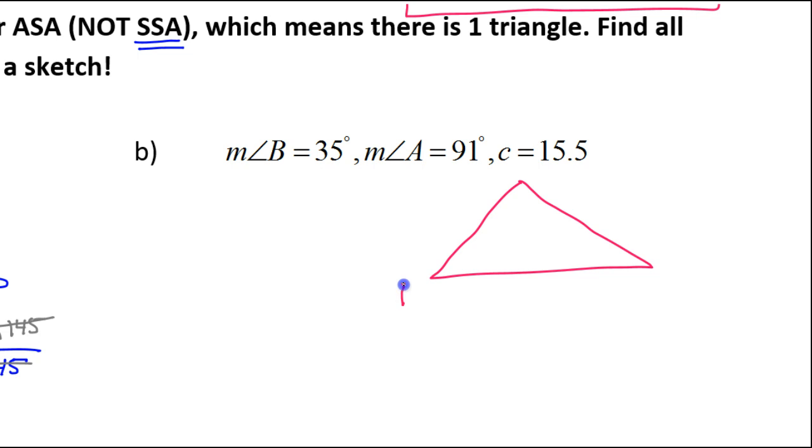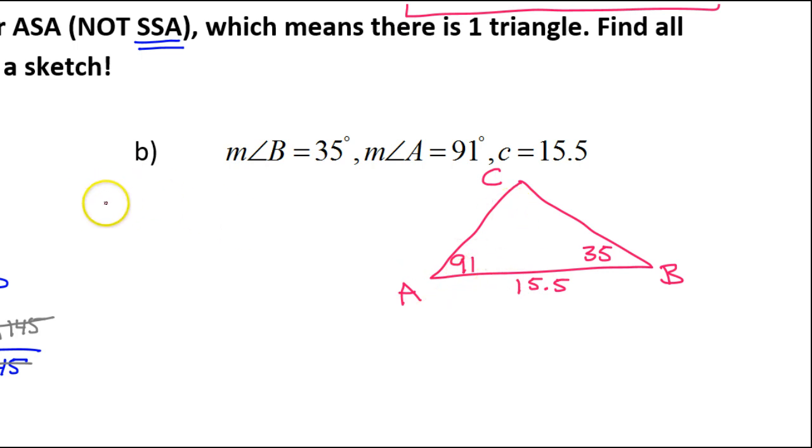Okay, so I'll just say angle A, B, C. Angle B is 35 degrees. Angle A is 91 degrees. So this really should have been obtuse, but I don't think it's going to affect the calculations. And side C is 15.5, so I'll put the 15.5 across from angle C.